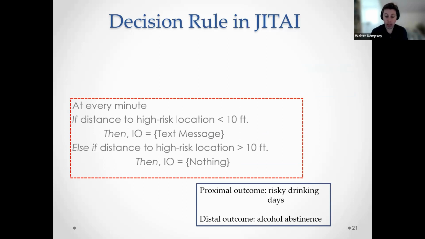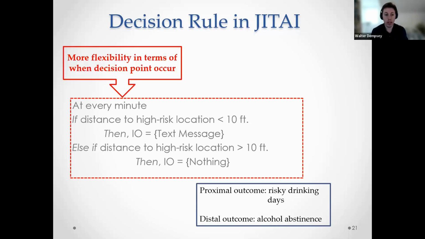The distal outcome is alcohol abstinence. That's the overall goal of this intervention package of HS. But the proximal outcome, the immediate goal of such a JEDI, is to reduce risky drinking days. So by reducing risky drinking days, you're trying to improve the chances of achieving alcohol abstinence. Again, this allows you to be flexible in terms of when decision points occur.